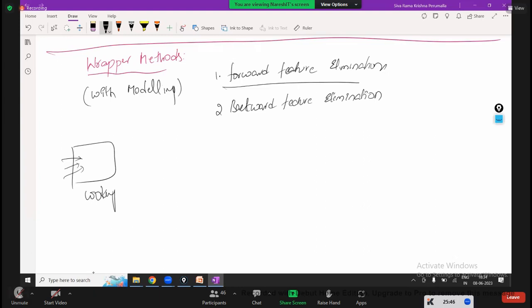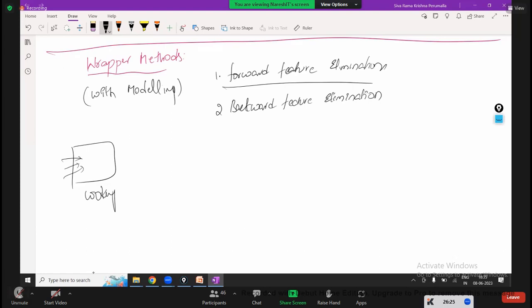Now, the same thing is called forward feature elimination. It means one by one you are going to add a variable, and every time you are going to check how the model performance is. First, take one variable and see how the performance is. Try with one more variable, how is the performance? Try with one more variable, how is the performance? Like this, you are going to add one by one. If you are doing it in the forward direction, it is called forward feature elimination. If you are doing it in the backward direction, it is called backward feature elimination. Right? So we can do this when we have a limited number of variables.